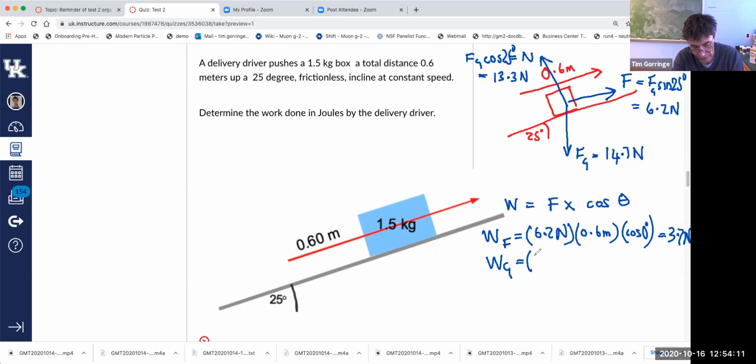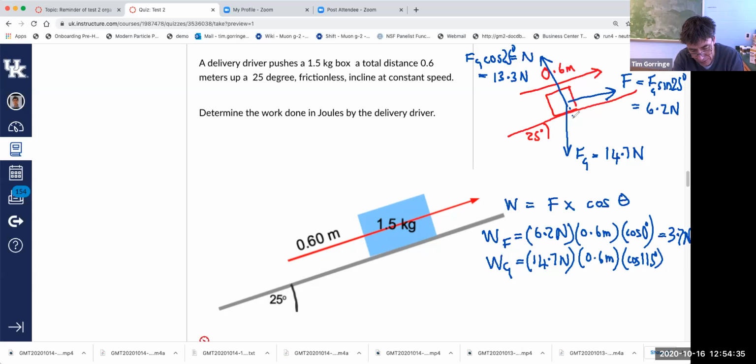Work done by gravitational force. Well, size of the gravitational force is 14.7 newtons. The displacement is 0.6 meters. And then we want the cosine of the angle between the motion and the gravitational force. And that's 115 degrees.